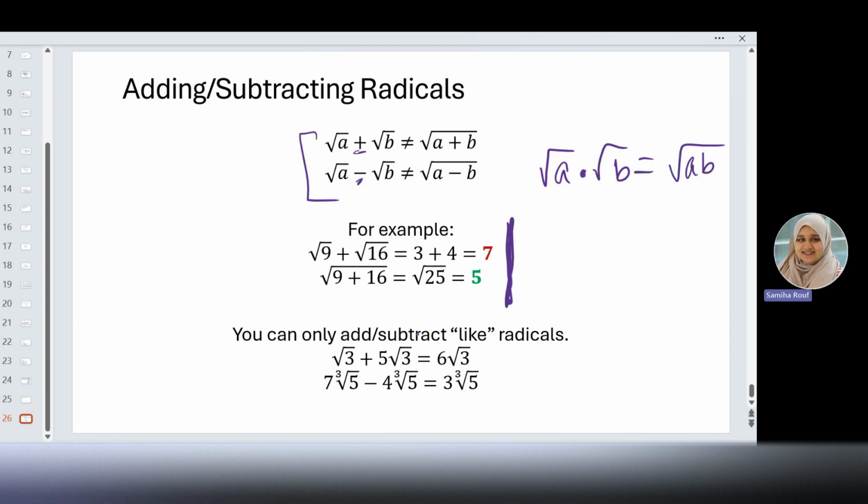And generally, if you're going to add or subtract radicals, you can add or subtract the ones, if they're like radicals, that just means the inside of the radical is exactly the same. So notice here we have square root of 3, and here we also have square root of 3. So when I add, what I'm really adding is their coefficient. The coefficient is, in this case, 1, and in this case, 5. So when I add that, I get 6 square root of 3. In this case, we have cube root of 5 with both of those numbers. So we can go ahead and add or subtract these values. So 7 minus 4 would give us 3.